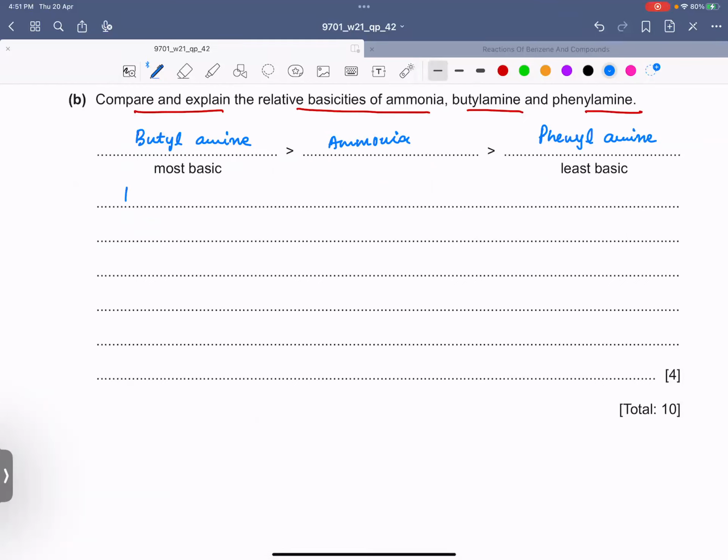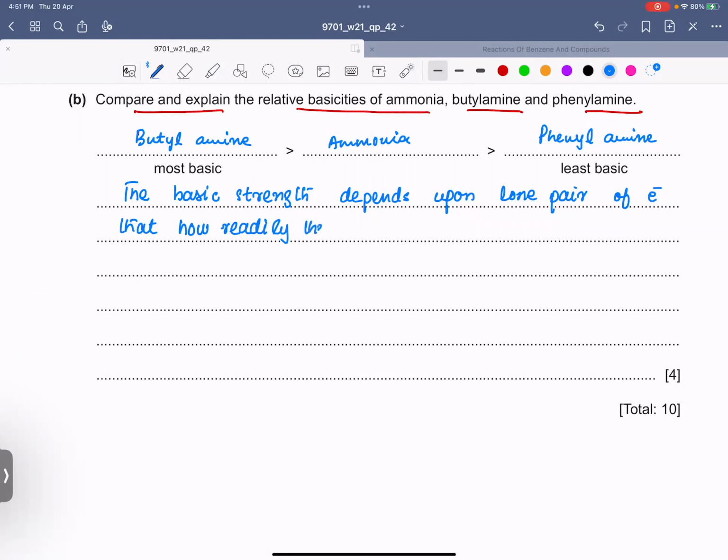So the basic strength, we know that it depends upon the lone pair of electrons, that how readily they are available to accept H positive ions.